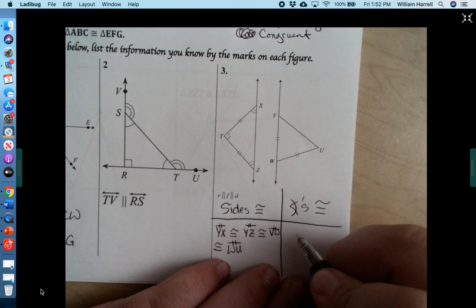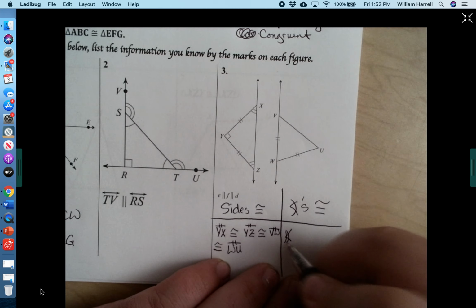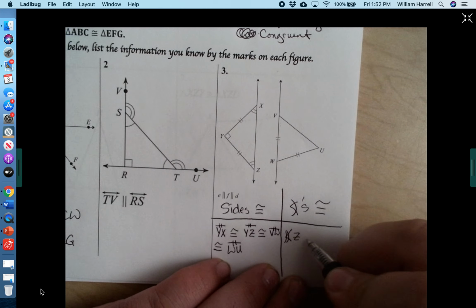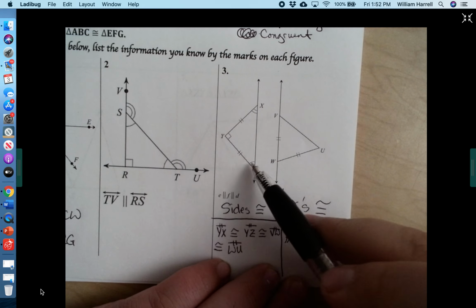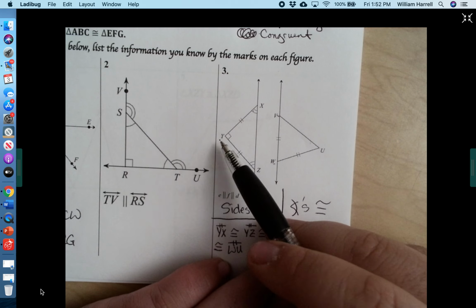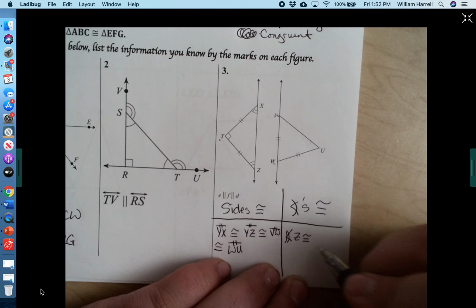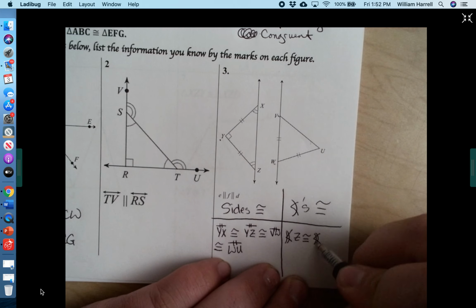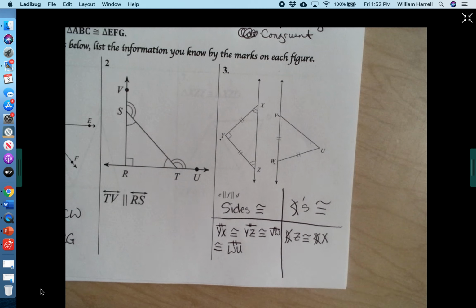Angles. I have angle Z, so I'm going to look for any other angle that has 2 marks in it. Angle Y doesn't, angle X does. Again, this is what I know. I'm not going to go more in depth than this right now. We'll see this once we go to a few more problems later on.